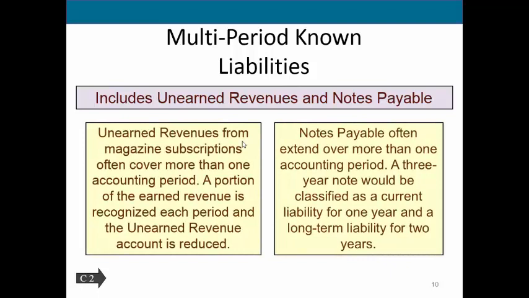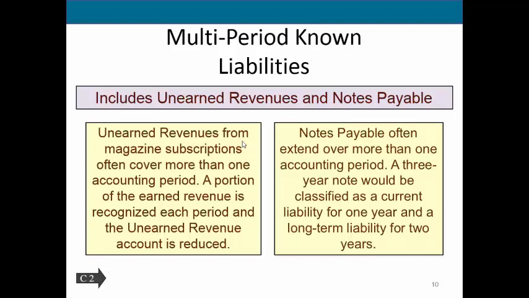So what about if we have a multi-period known liability? The basic example of this is our unearned revenues and notes payable. So if you think about the previous example, we had 8 concerts. If those 8 concerts spanned 2 different years or 2 different accounting periods, that would be a multi-period known liability.